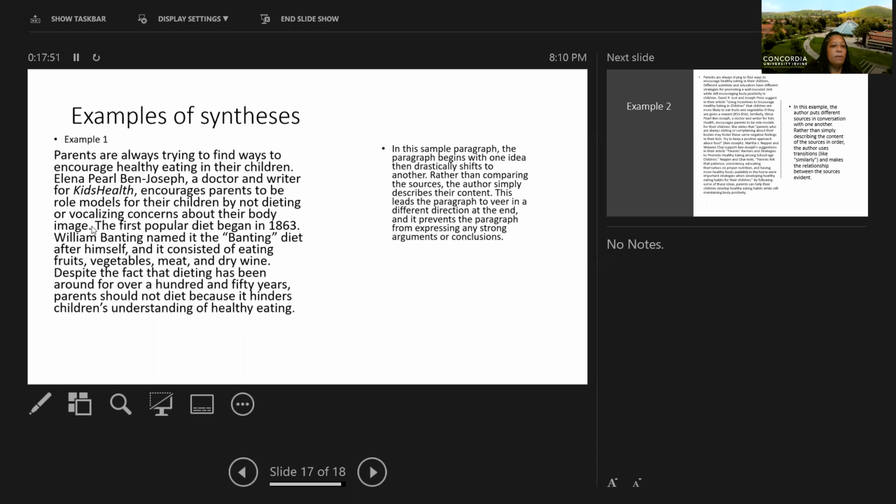All right. Then they go on to quote another person about the first popular diet. Began in 1863, William Banton named it the Banton diet after himself, and it consists of eating fruits, vegetables, meats, and dry wine. Despite the fact that the dieting has been around for over 150 years, parents should not diet because it hinders their children's understanding of healthy eating. So these two concepts don't go together, and it's just a summary of the two, and it doesn't make for a cohesive paragraph that shows a relationship between the two articles.